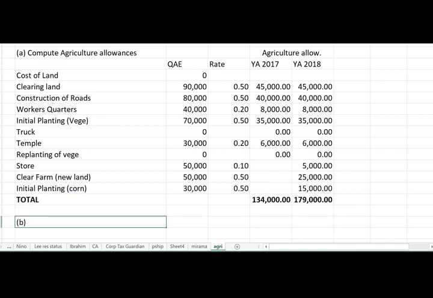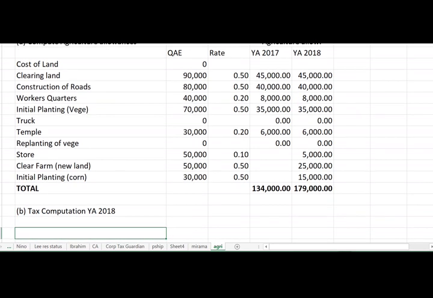Okay guys, I would like you to do part B now for me. Part B is to do the tax computation for year of assessment 2018. And the question says, please assume that this is a small company. You have to read the rest of the 4 paragraphs to finish your part B.